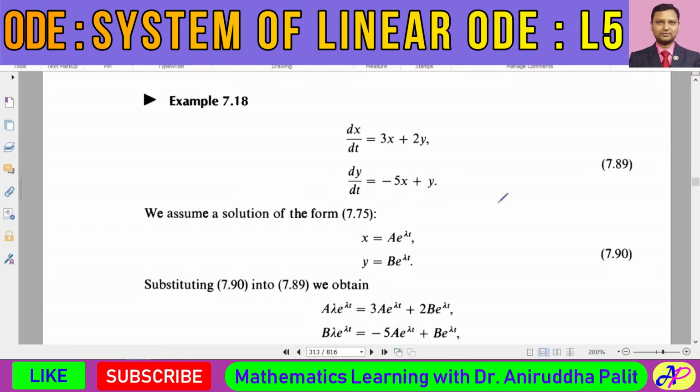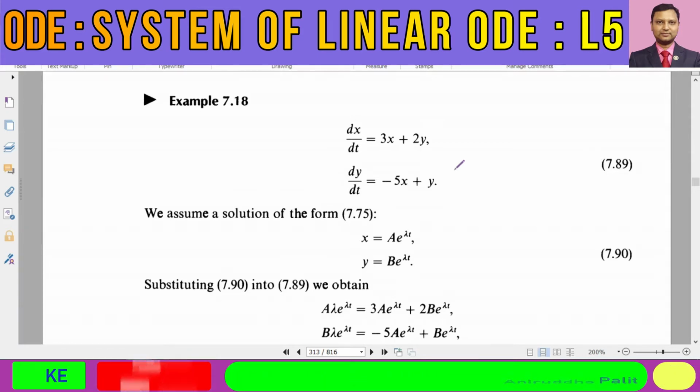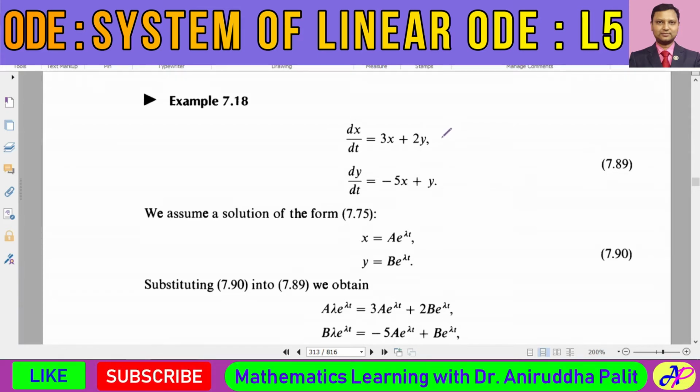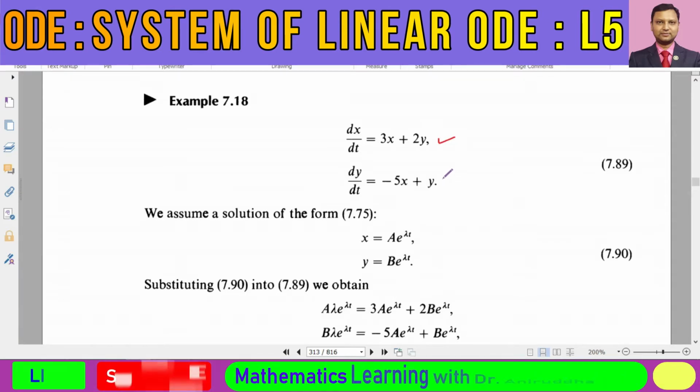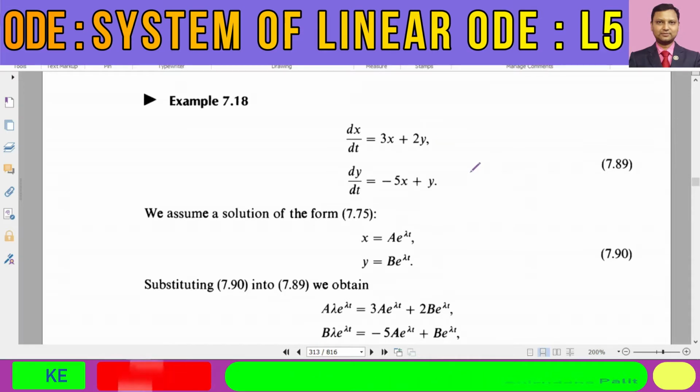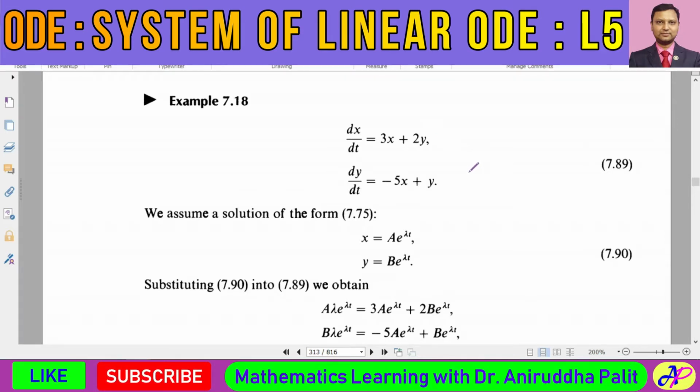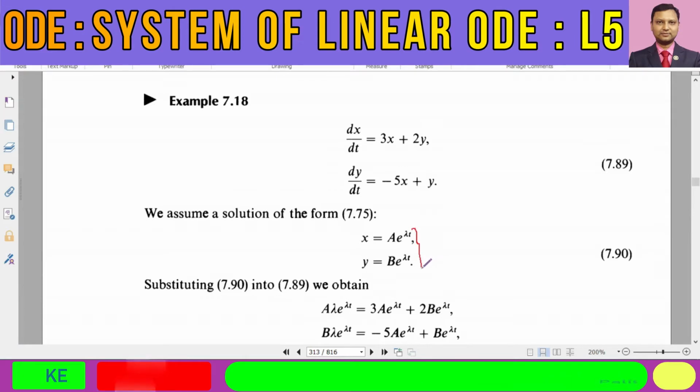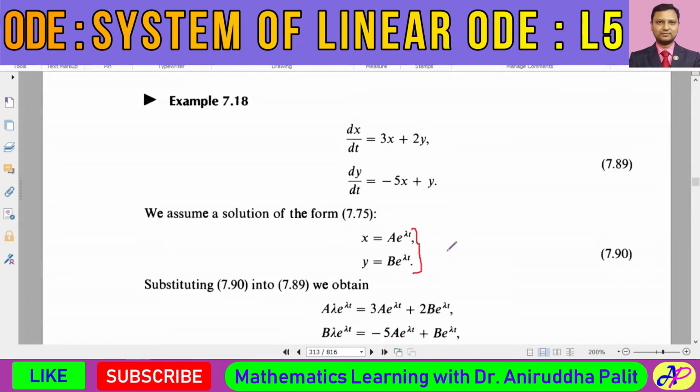Over here, it is given that dx/dt is equal to 3x plus 2y and dy/dt is equal to minus 5x plus y. These are two differential equations, or the given system of differential equations. Now we consider this kind of trial solution: x is equal to a into e to the power of lambda t and y is equal to b into e to the power of lambda t. Okay.